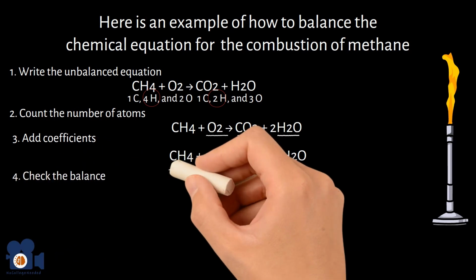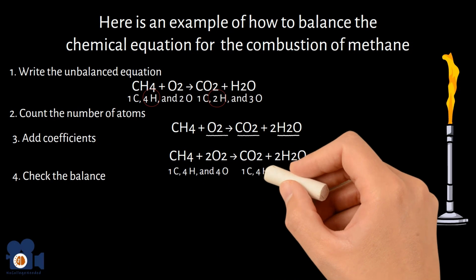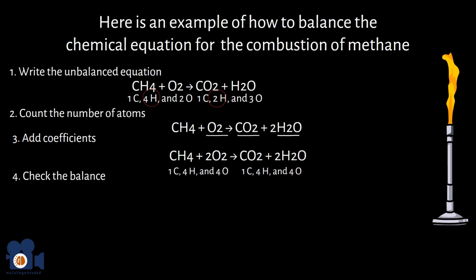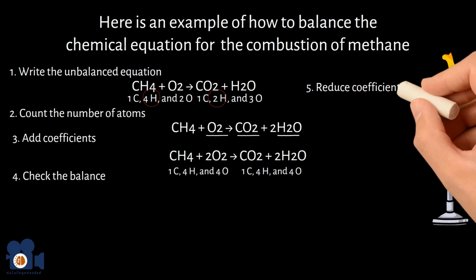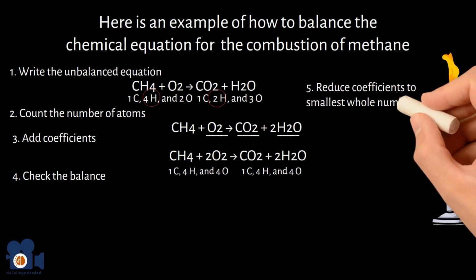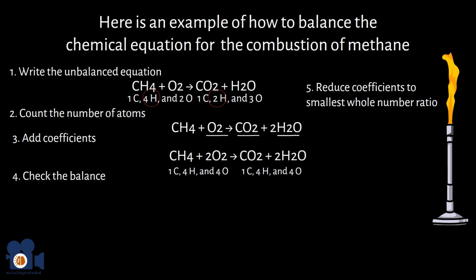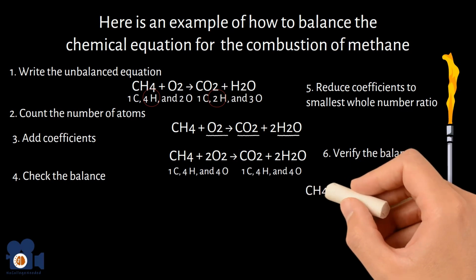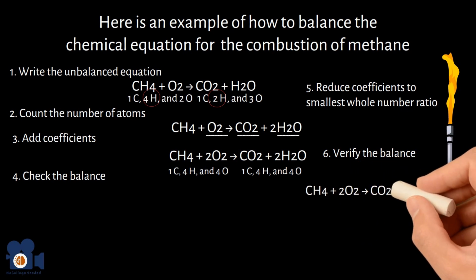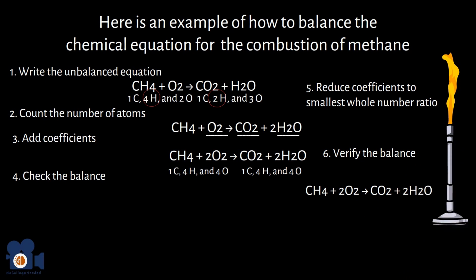4. Check the balance. We now have 1 carbon atom, 4 hydrogen atoms, and 4 oxygen atoms on both sides of the equation, so it's balanced. 5. Reduce coefficients to the smallest whole number ratio. In this case, all the coefficients are already the smallest whole numbers. There's a 1 in front of the CH4 and CO2. 6. Verify the balance. We count the number of atoms again to ensure that the equation is fully balanced. CH4 plus 2O2 yields CO2 plus 2H2O.